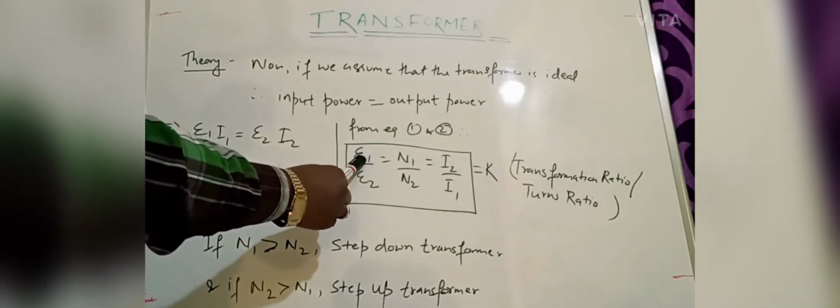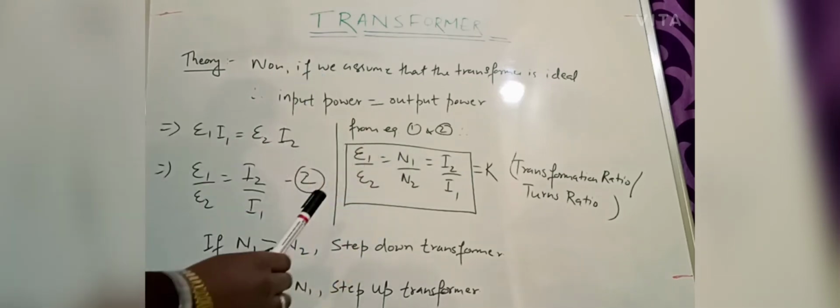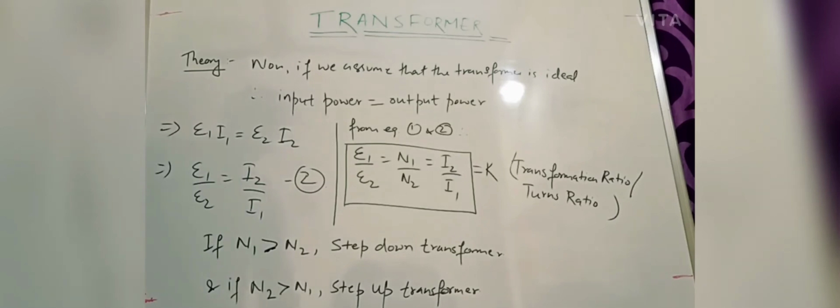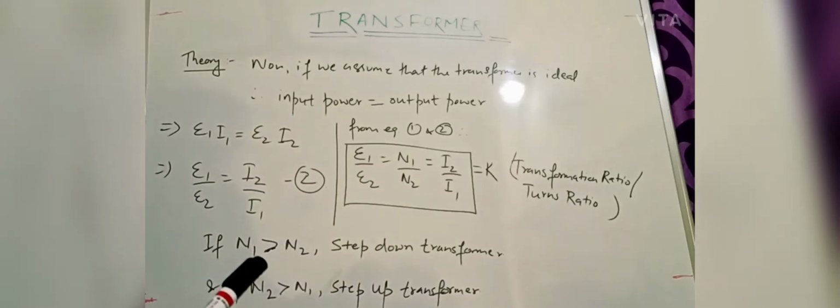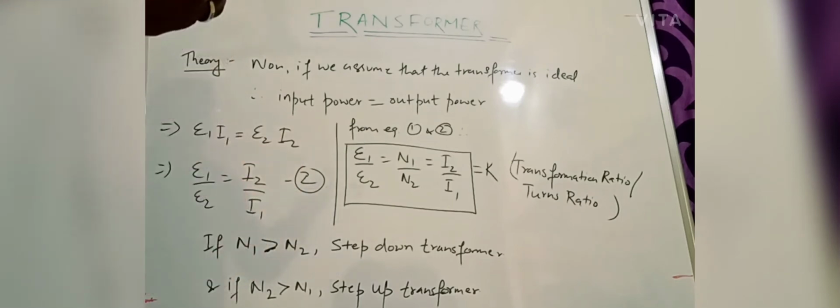The ratio of EMF and the ratio of number of turns are the same, but the current ratio is inverted. This ratio is extremely important for a transformer. It is denoted by K, and is called the transformation ratio or turns ratio. Without this your answer is incomplete, so keep this in mind. You have to write this transformation ratio whenever you are asked for details of a transformer, and you need this equation while solving numericals.